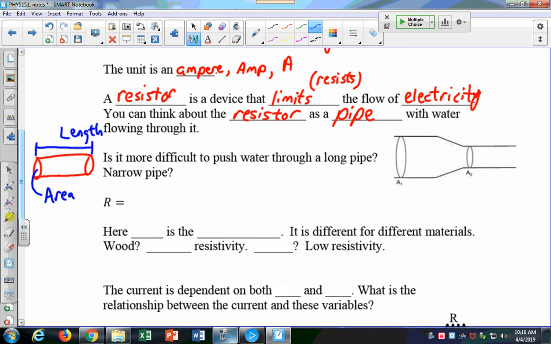So if you're trying to push water through a big old long hose, that's harder to do than with a short hose. That's why if you're trying to siphon gas out of a vehicle, I've done that before?